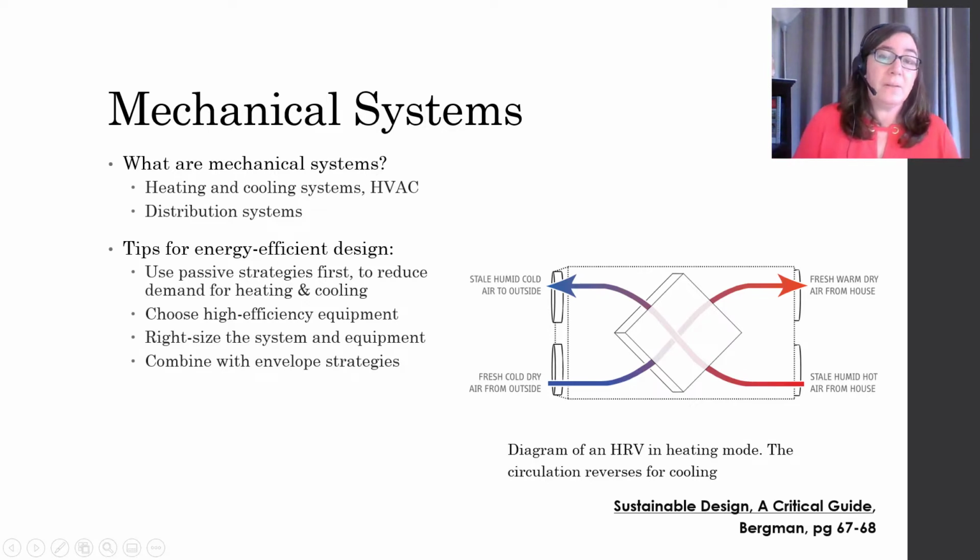Most of the mechanical system efficiency is firmly in the realm of the mechanical engineer. But it's important for the design team in general to use passive strategies first to reduce the total demand for heating and cooling. And then once you've done that, you can choose high efficiency equipment. You can make sure that you choose the correct size for your system and equipment. And the final tip there is to combine mechanical systems with different envelope strategies and make sure that you're taking advantage of some synergy there.